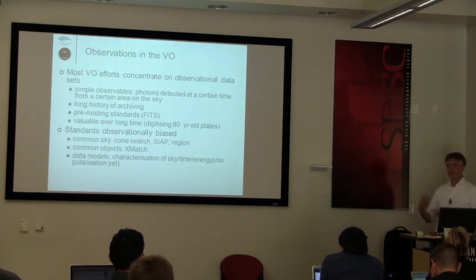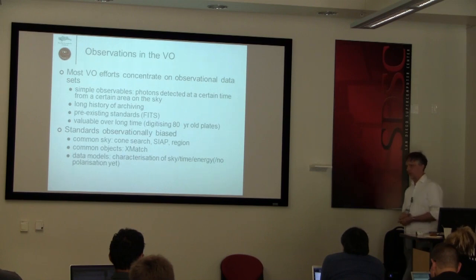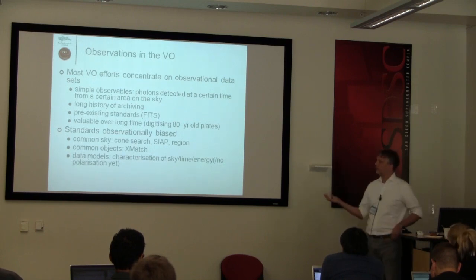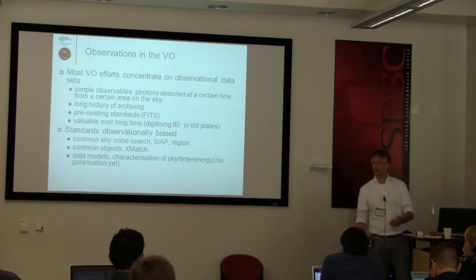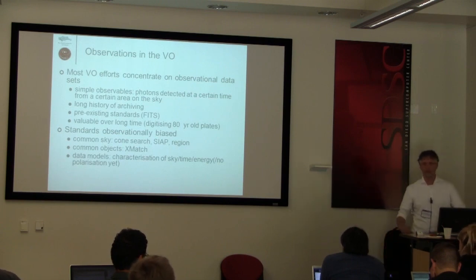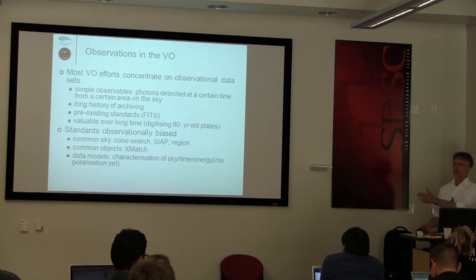Now, the observables are straightforward. Photons come in at a certain point of time from a certain direction, and they have a certain energy. And that's it. There's not a lot of information there. Another good thing for observations is that there's a long history of archiving, because people are also interested in old observations, like 80-year-old observations on photographic plates, if they want to see whether there was an asteroid moving through.